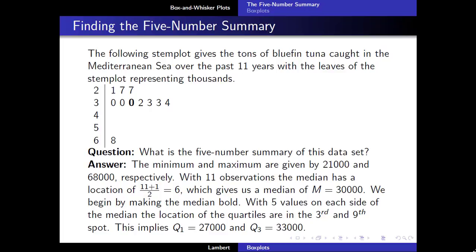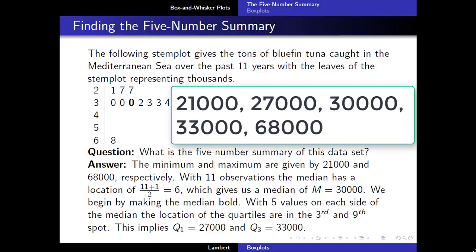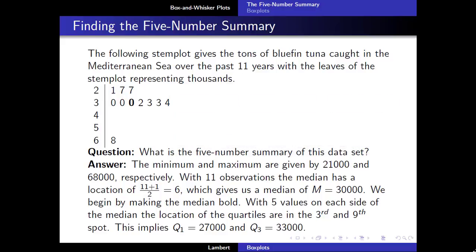So now we have all the information in our five-number summary. To write it in increasing order, it goes 21,000, then 27,000, 30,000, 33,000, and then finally 68,000. That is our five-number summary.